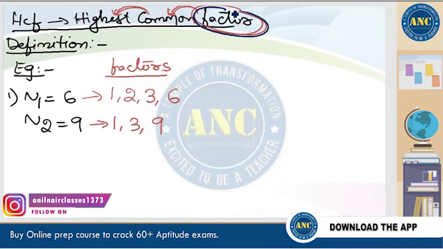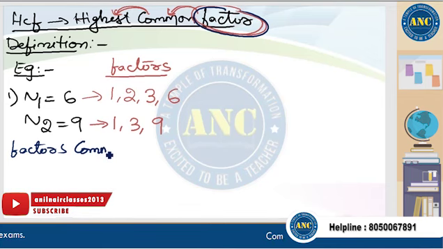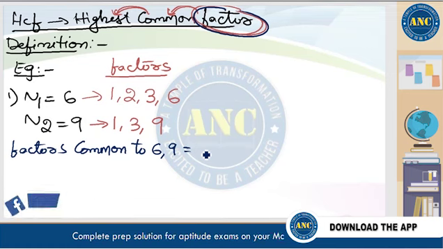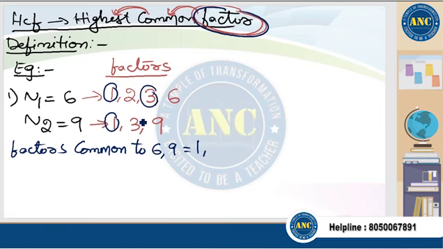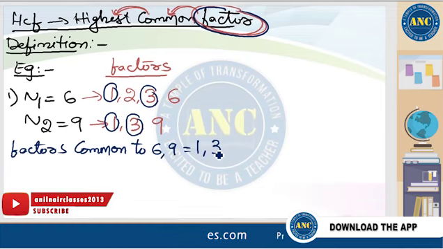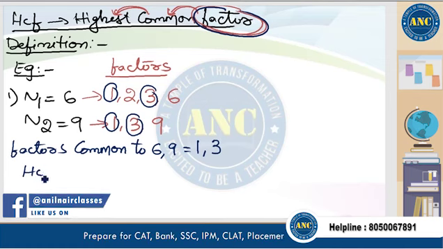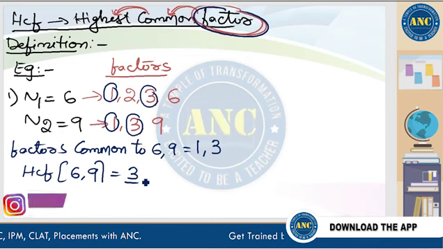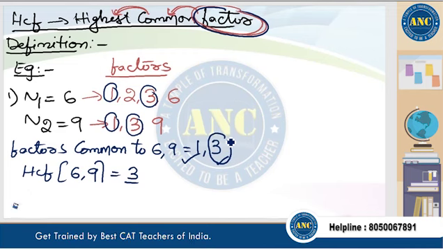Second step is we have to take the factors common to 6 and 9. Factors common to 6 and 9 are the numbers which will divide both 6 and 9. 1 will divide 6, 1 will divide 9. 3 will divide 6, 3 will divide 9. So there are two factors which are common to 6 and 9, that is 1 and 3. 1 obviously will be a factor common to every number. Highest common factor for 6 and 9 will be 3. I want the highest, so highest will be 3.